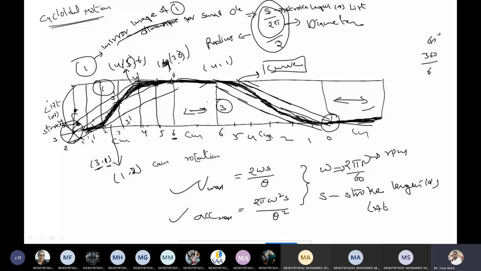Somebody is asking a question. Yes, please. Sir, in this velocity and acceleration, theta is there, no, sir? Should it be in radians or in degrees? Radians. Very good question. Okay. This should be in radians.